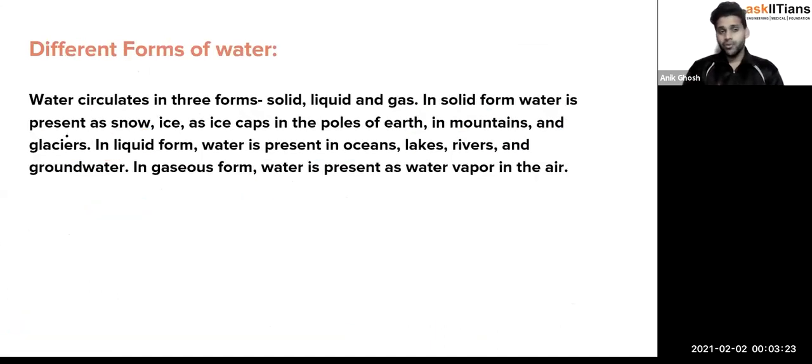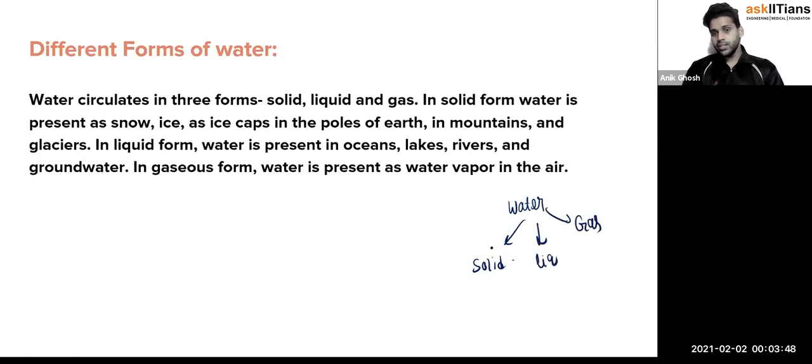Now, different forms of water. Water circulates in three forms. We have learned that there are three states of matter, isn't it? Solid, liquid, and gas. It is the same for water as well. So water is of three types: solid, liquid, and gas, right? The solid is known as ice. The liquid is the water we drink. And the gas is known as water vapor or steam.